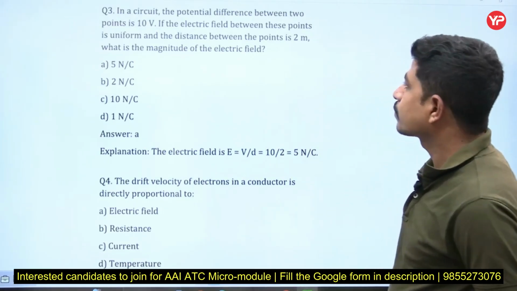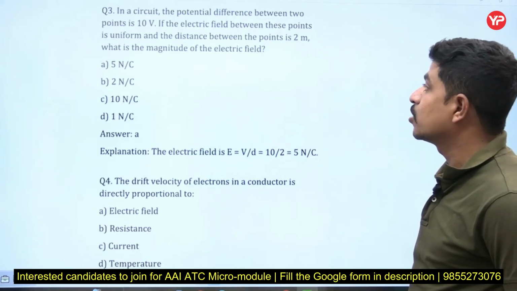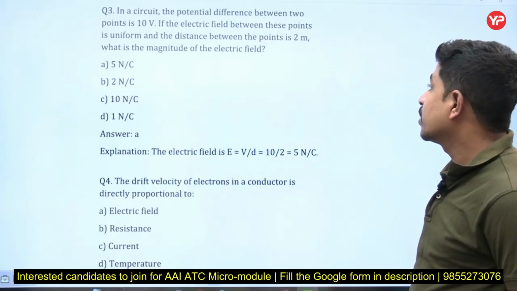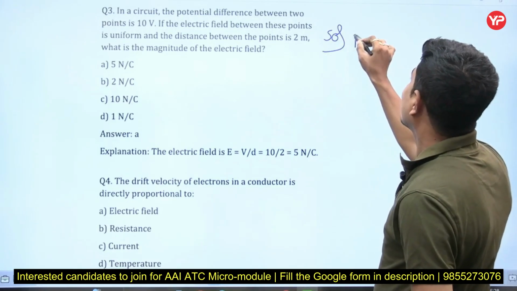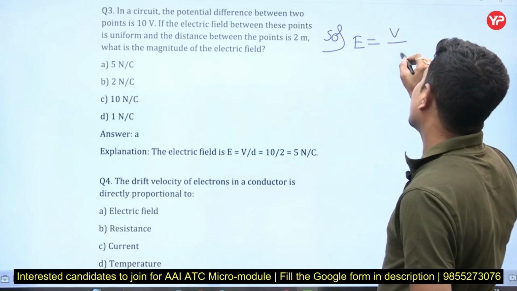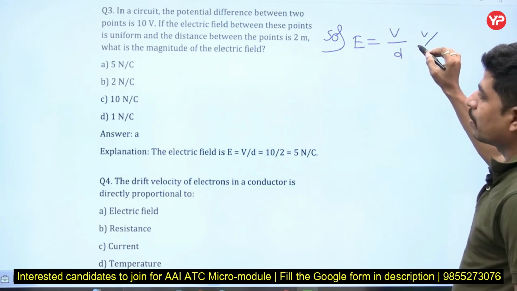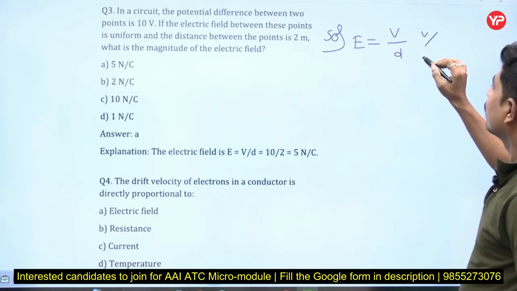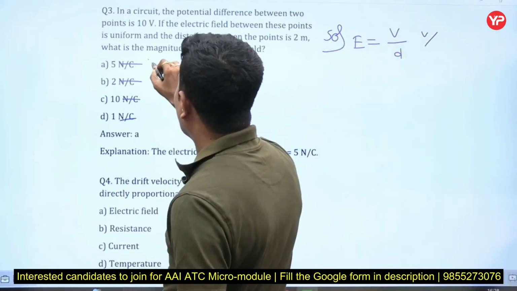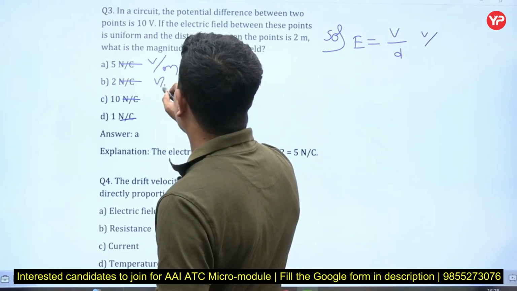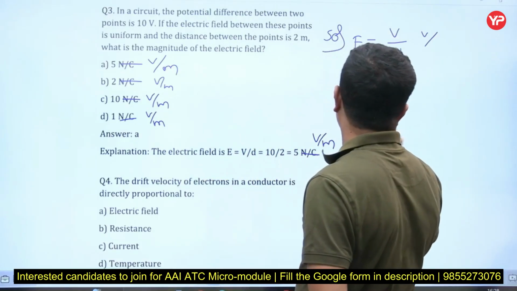Here what is it saying? In a circuit, the potential difference between 2 points is 10 volts. If the electric field between these points is uniform and the distance between the points is 2 meters, then what is the magnitude of the electric field? It is a simple question. Electric field intensity is voltage divided by distance, and the units are volt per meter or centimeter. Depending upon the units given, see here, the options are typed wrong. This is volt per meter. Yes, this is also volt per meter.